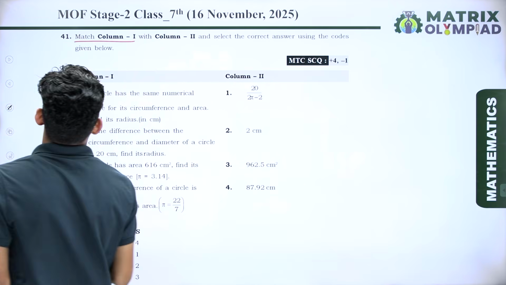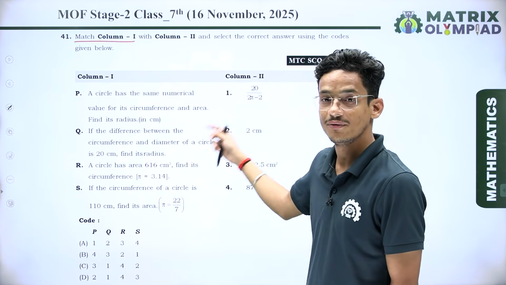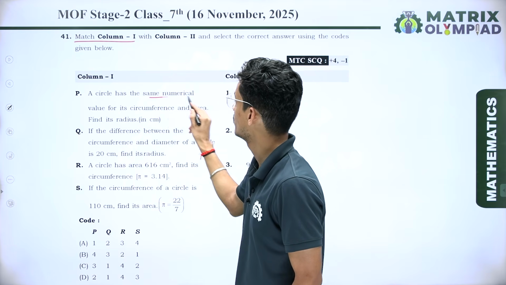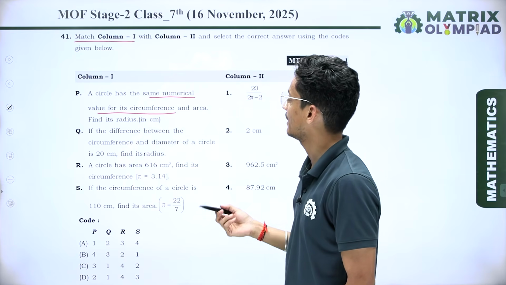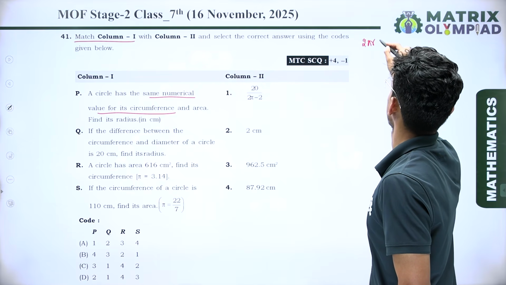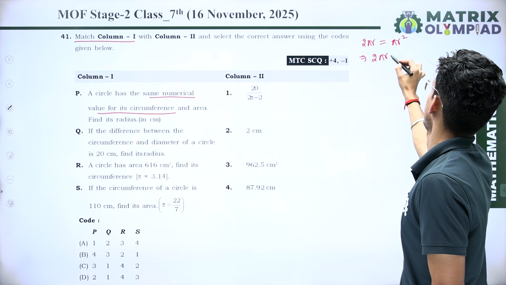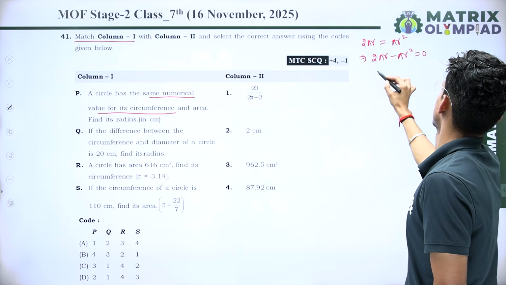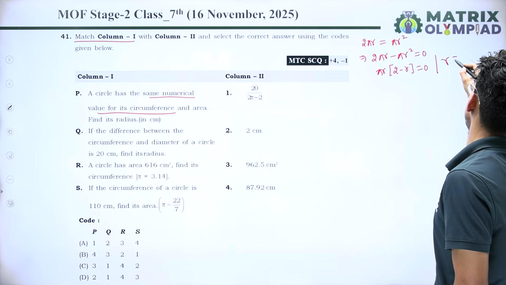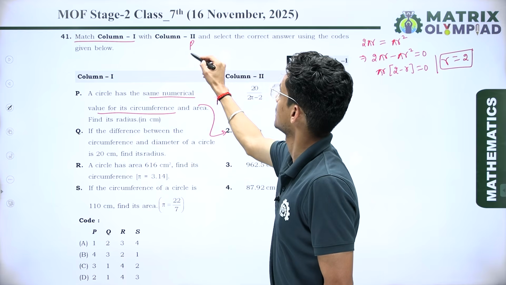So now if I talk about the next question, that is match column 1 and column 2 and select the correct answer using the code given below. Here we have column 1 and here we have column 2. So in column 1, P, here it is given that a circle has the same numerical value of its circumference and area. Then we have to find the radius. So we know the circumference of a circle is 2 pi r, and the area is pi r square. So when we take 2 pi r minus pi r square, that is 0. So here we take common pi r, so I can write 2 minus r equal to 0. It means here we get radius 2. Okay, so P is connected to 2.